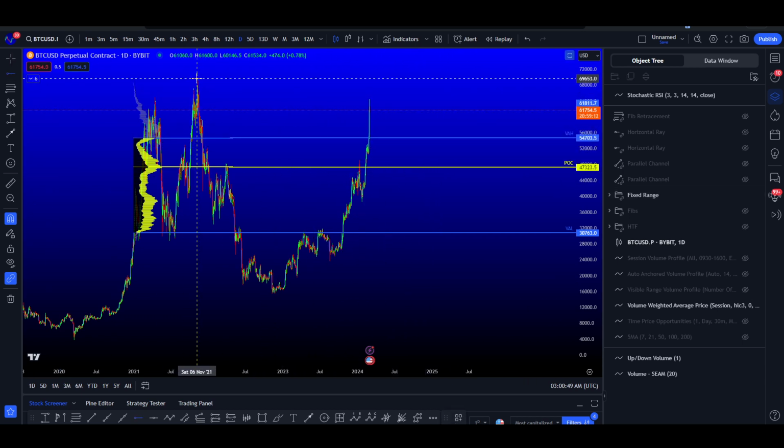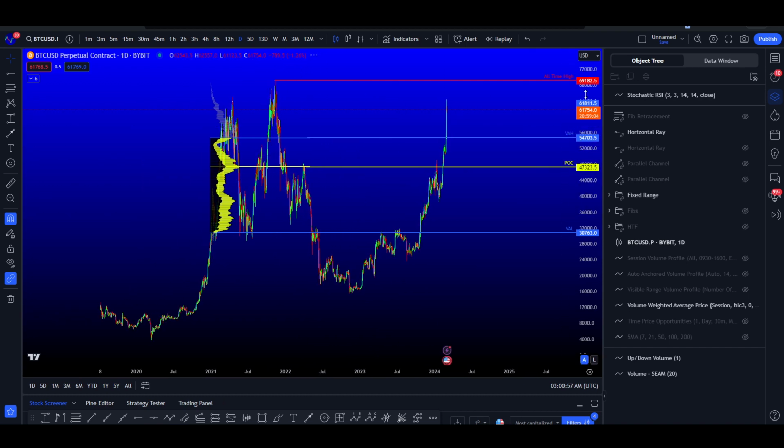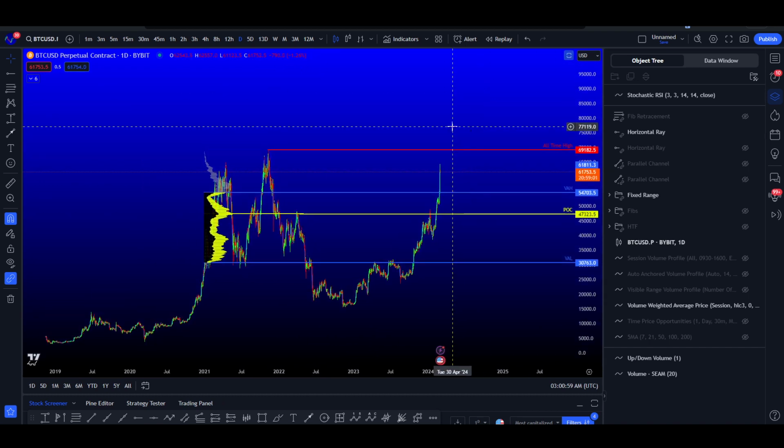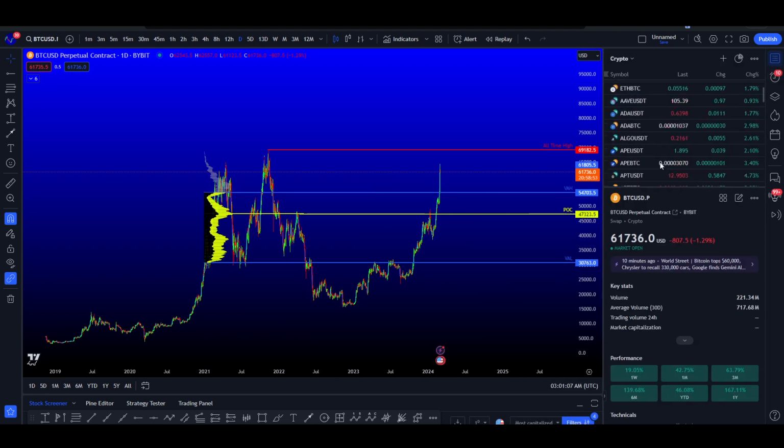Now it's just knocking at the doorsteps of the all-time high, right? So, Bitcoin looks like it's pretty much ready to make new all-time highs very soon. But this similar price action right here is exactly what I would be expecting from Cardano, right?